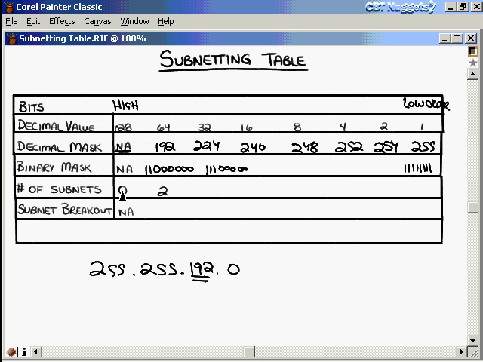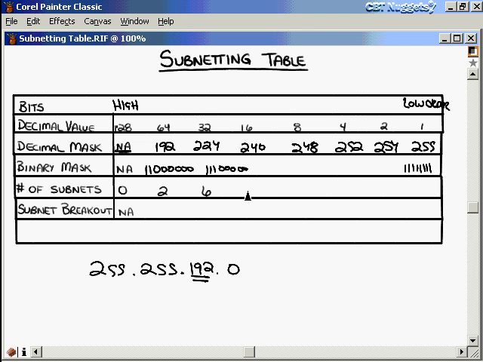What you do is every time you move over to the right, you multiply by 2 plus 2. So 0 times 2 plus 2 is 2, because 0 times 2 is 0. But in the case of 2, 2 times 2 is 4, plus 2 is going to give you 6. There are 6 legal subnets that you can use when you use a mask of 224 or a 3-bit mask as associated up here.